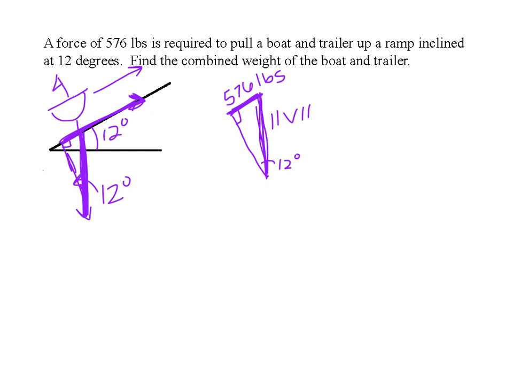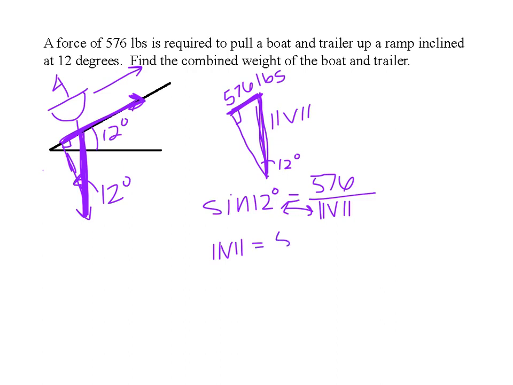Again, we're going to use sine. Sine of 12 degrees equals opposite, 576 pounds, over the magnitude of that gravity vector there. To solve this one, you would cross multiply, but what ends up happening is you just flip-flop the sine and the magnitude. So the magnitude of that vector is going to be 576 divided by sine of 12. Make sure your calculator's in degree mode. Type that in.